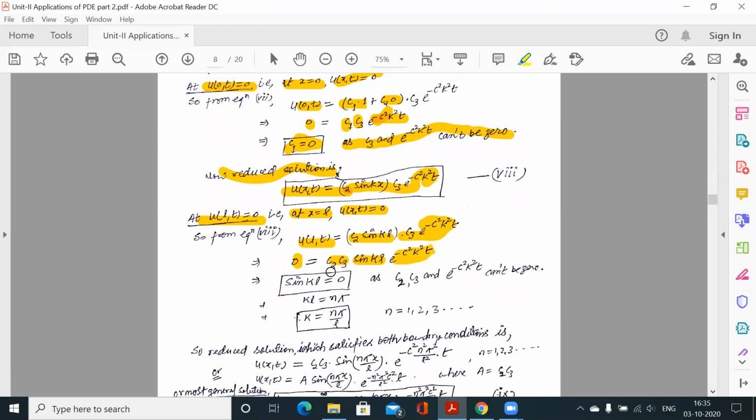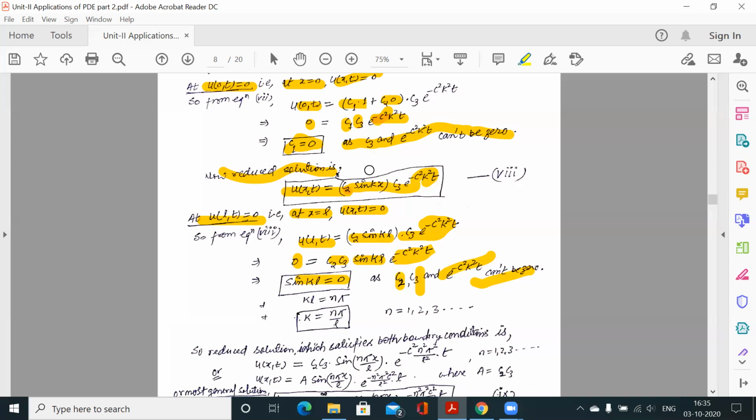So again, we have four factors. This product is 0, that means either C2 is 0 or C3 is 0 or this term is 0 or this term is 0. If you observe in the reduced solution, if C2 is 0, the whole solution is 0. If C3 is 0, the whole solution is 0. If this term is 0, the whole solution is 0. So C2, C3 and this term cannot be 0. The only possibility which is left is sin(kL) equal to 0. This is not sin(kx), because if sin(kx) is 0, then u(x,t) is 0. But this is sin(kL), so this can be 0.